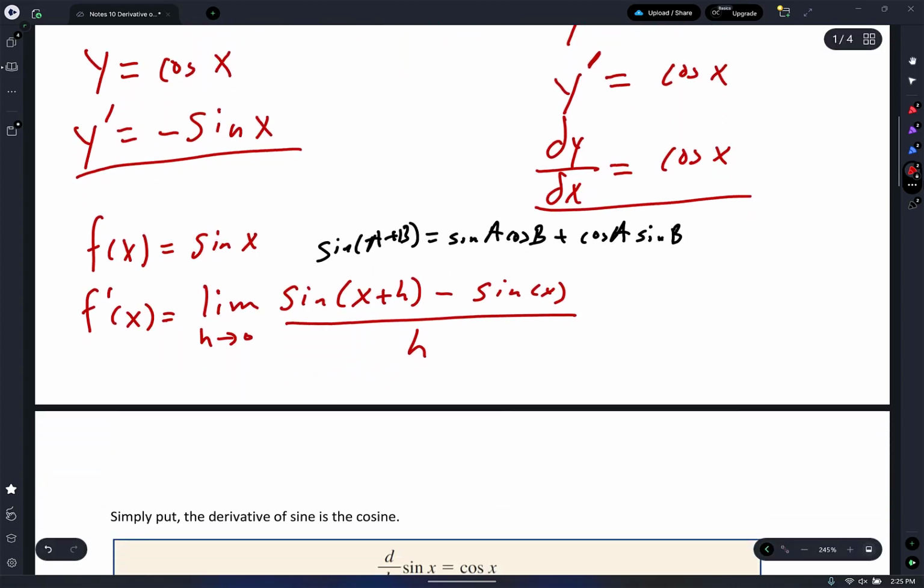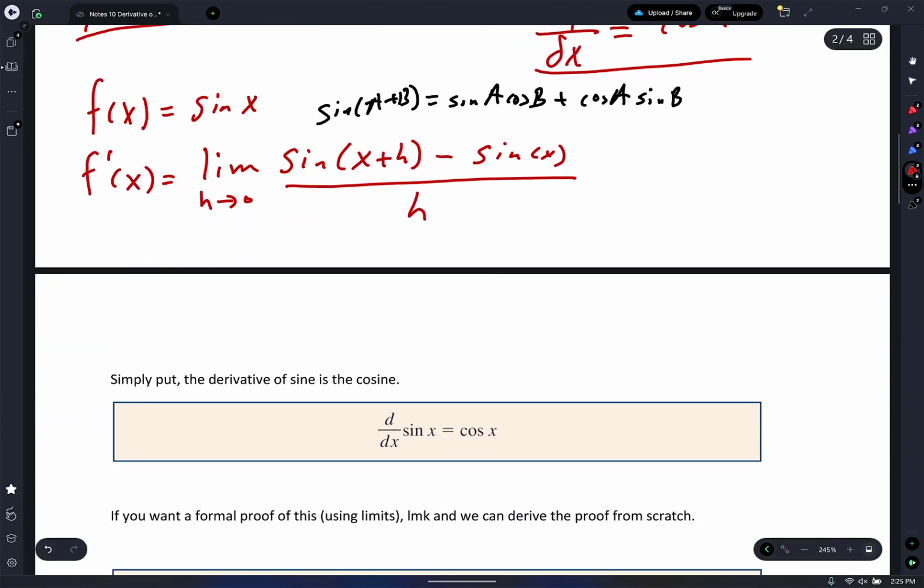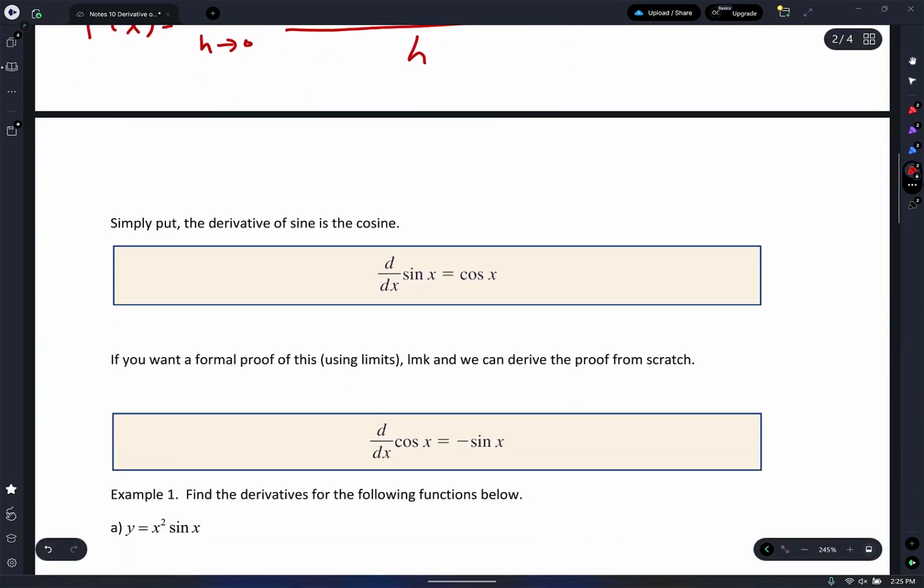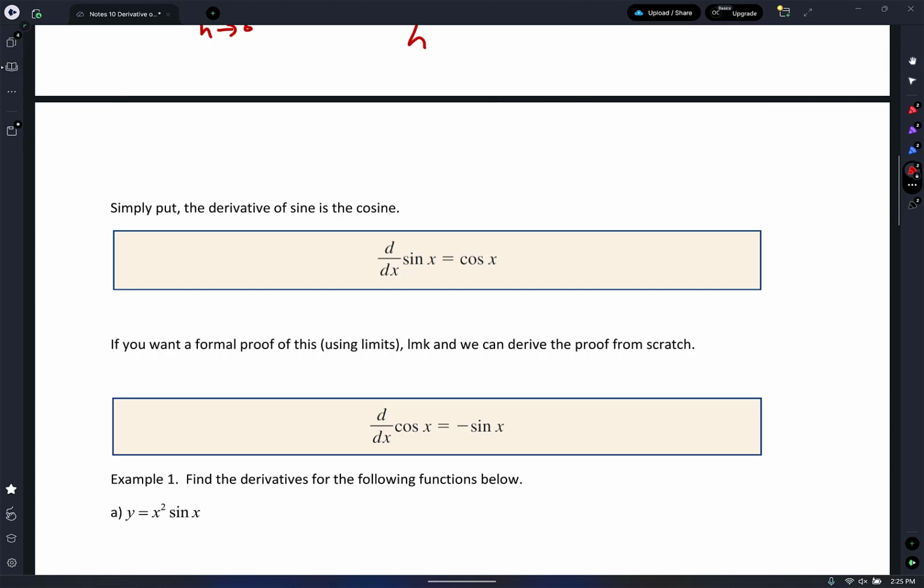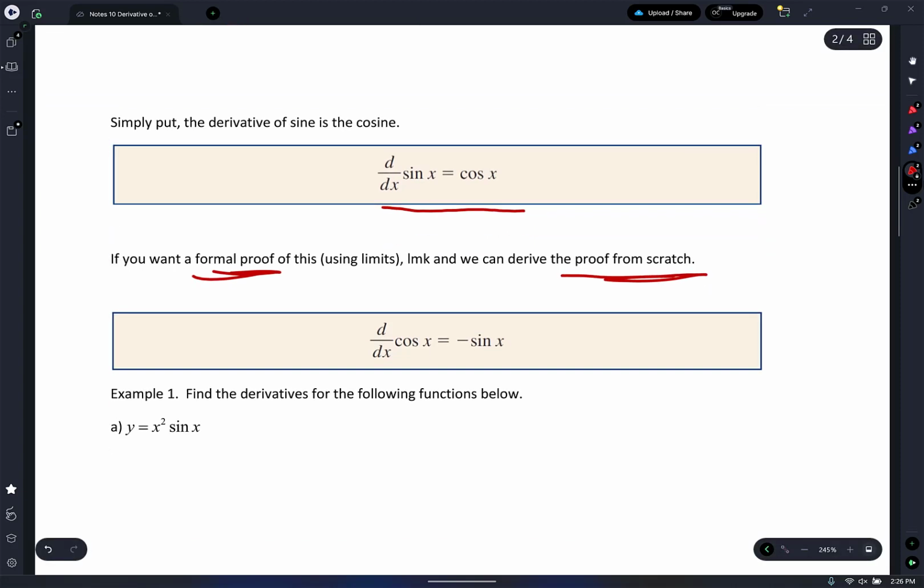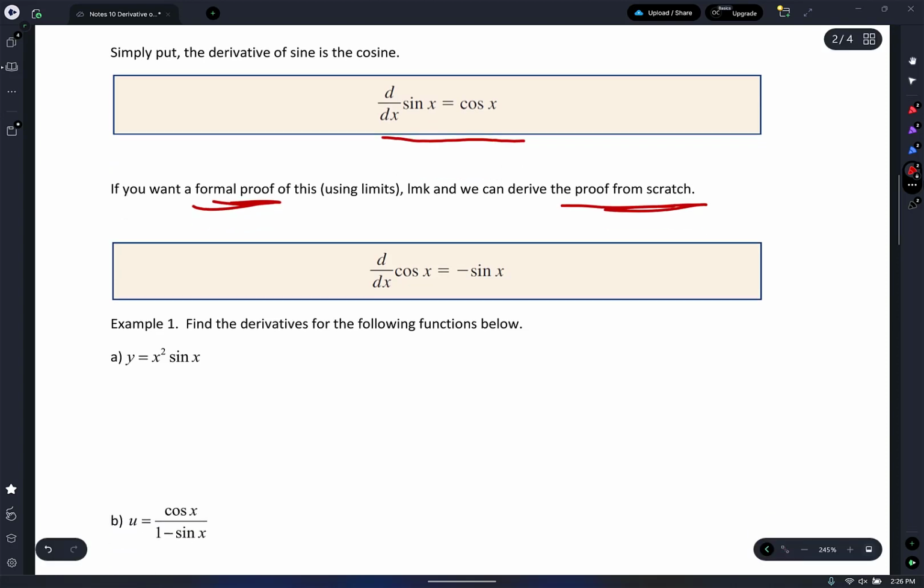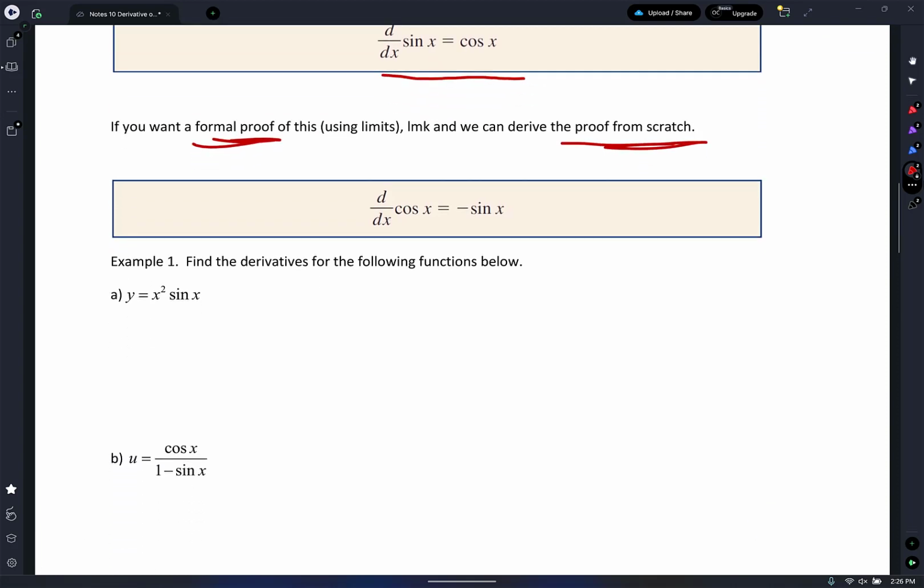All right, so here we go, guys. I even put it in here. Simply put, the derivative of sine is the cosine. I took this notation from a textbook, a Demana book, the 3rd edition. If you want a formal proof using limits, let me know. We can derive the proof from scratch. The derivative of cosine x is negative sine.